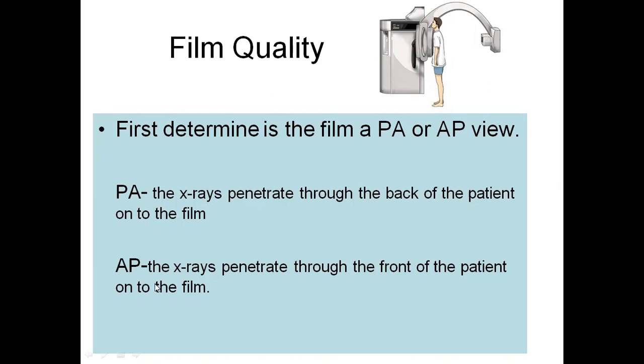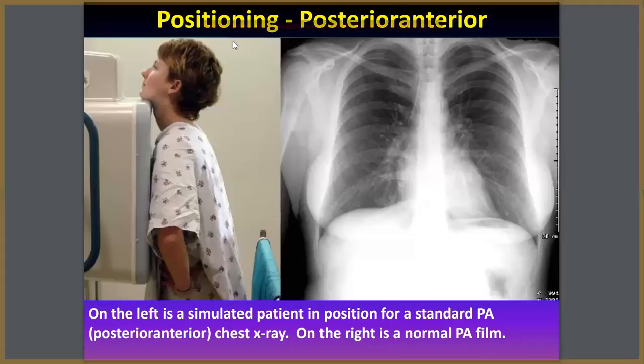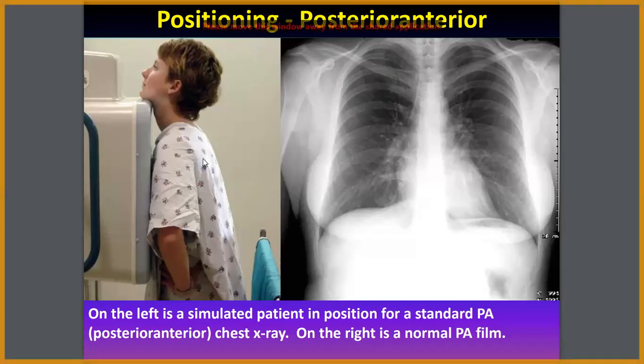In the antero-posterior view, the X-rays penetrate through the front of the patient onto the film. On this picture you can also see the positioning, the posterior-anterior position, how the patient is standing in front of the machine and the X-rays will be penetrating from behind.